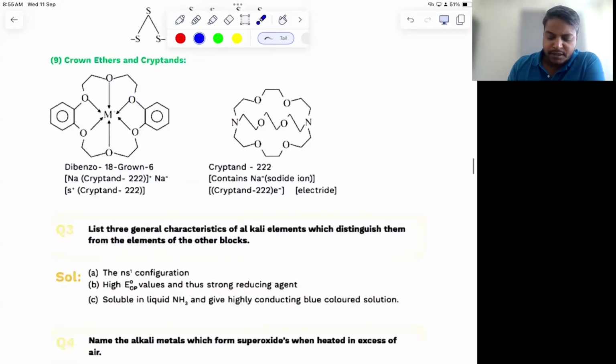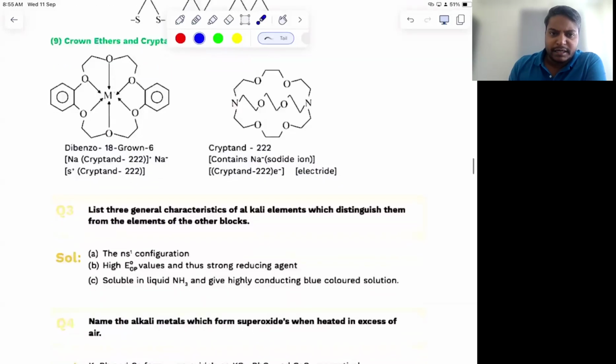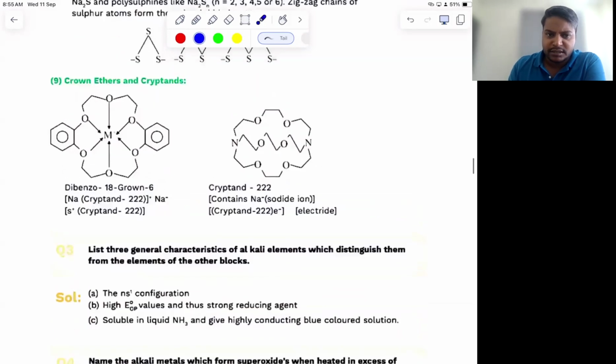Now in such cases, even if you have something like a cryptand, where you have nitrogen and oxygen, they all will be associated with either Na+ or the Na- sodide ion. Again, it is just a reference to understand that Na+ and Na- can exist in the formation of crown ethers.